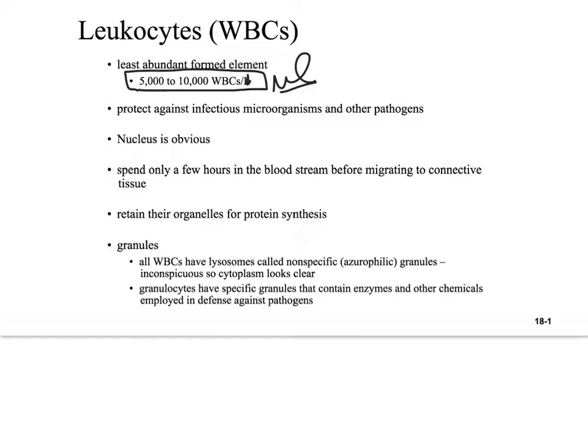So there's less of them, and that can be a pretty broad range, right? The function of white blood cells is to protect against infectious microorganisms and other pathogens. So they're a component of our immune system.